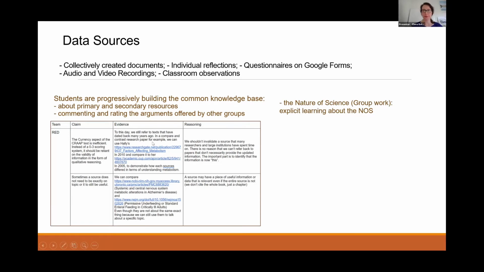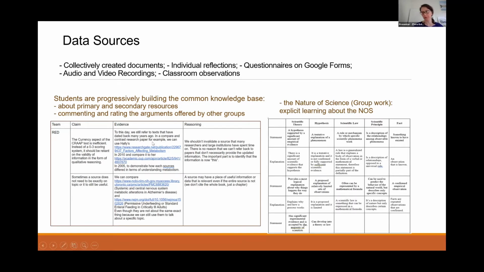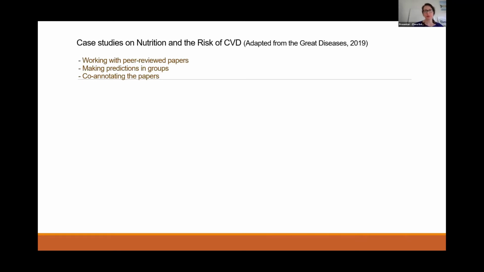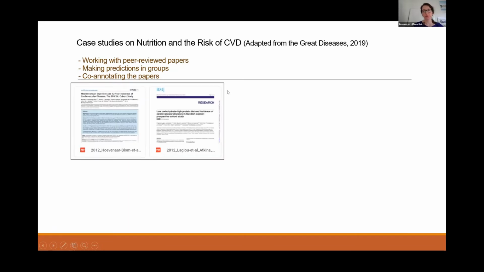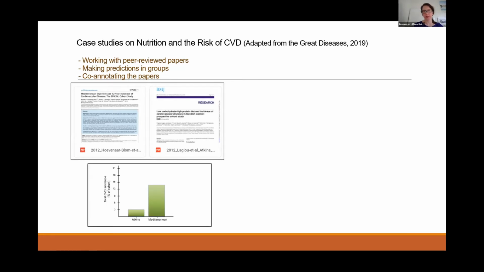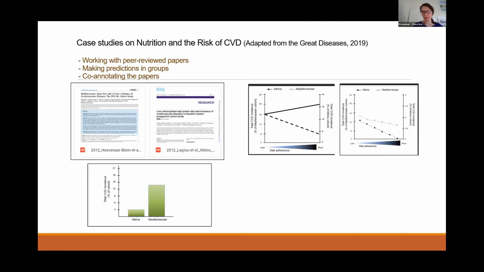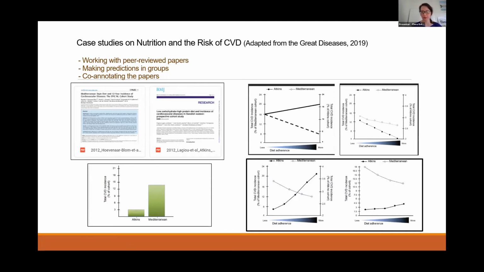And there was group work, also another example on the nature of science. It was more explicit learning about the nature of science, where students were sorting out statements about scientific theory, hypothesis, scientific law, scientific principles, and facts. And also we included case studies on nutrition and the risk of CVD, cardiovascular diseases. It is adapted from the Great Diseases by the Tufts University. Students were working with peer-reviewed papers, with the actual scientific papers. They were making predictions in groups, and they were co-annotating papers, and there were some other activities that we included.